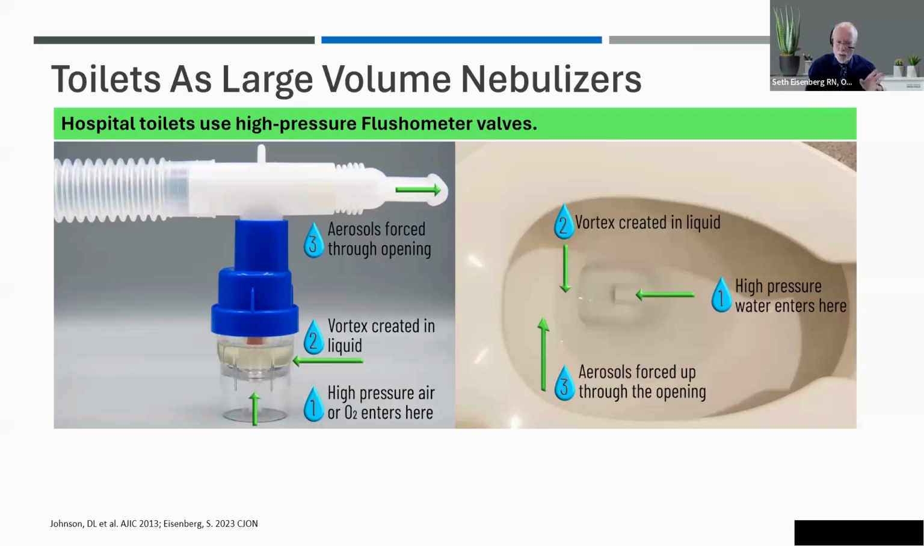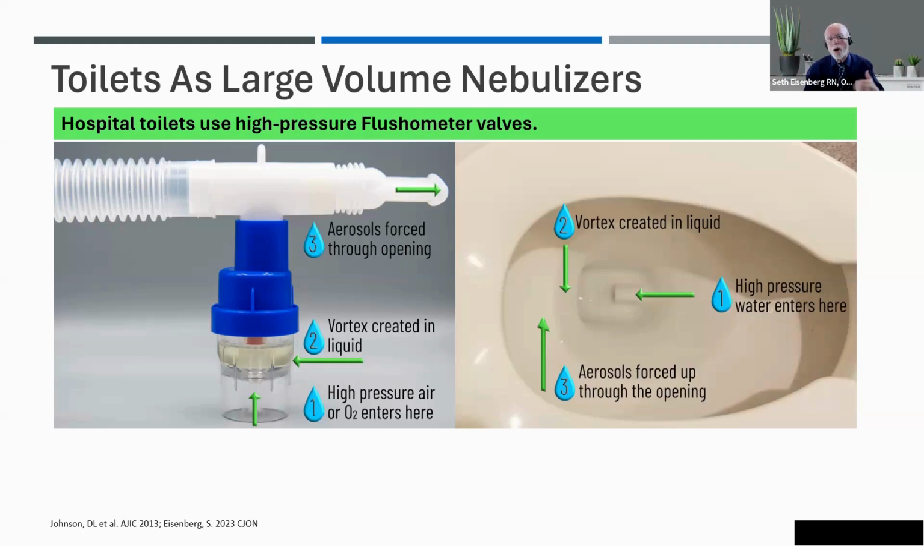But looking at hospital toilets for the moment, we can think of those as essentially the same as a large volume nebulizer. Now, if you're not familiar with a nebulizer, it's a device used to deliver medications for asthmatics. Those of us who have asthma have seen way too many of these. But basically, you put a medication into the middle chamber, you hook up high pressure air or oxygen, it creates a vortex with that medication, and then it's inhaled through the mouthpiece. That's the whole idea of a nebulizer.